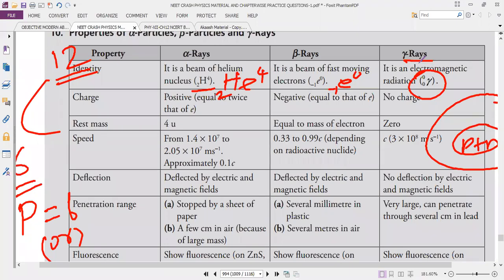Okay. First point, did you understand? First one, identification of alpha, beta, gamma. Alpha means it is equal to helium. Beta means it is the electron, e, 0, minus 1. Next one, gamma. It is the electromagnetic radiation. There is no mass number, there is no atomic number. Okay.